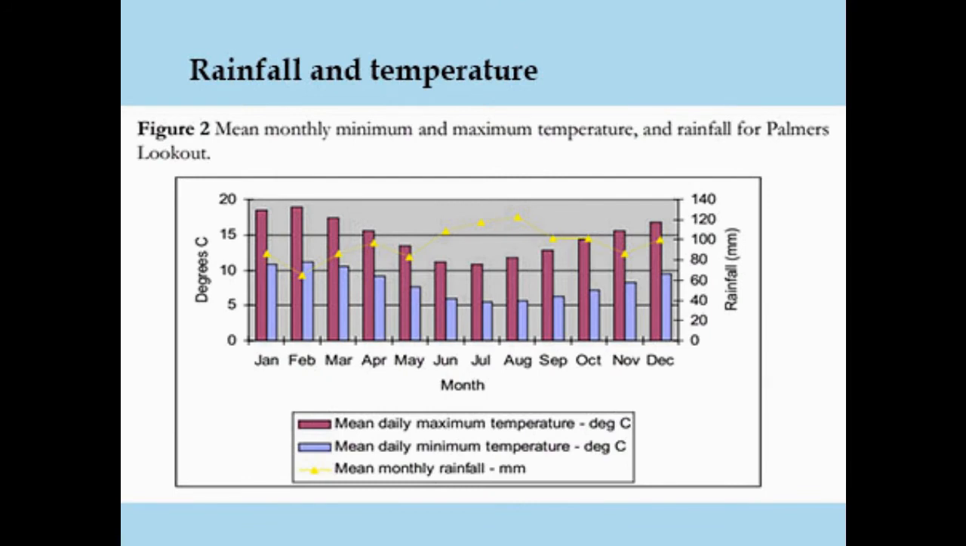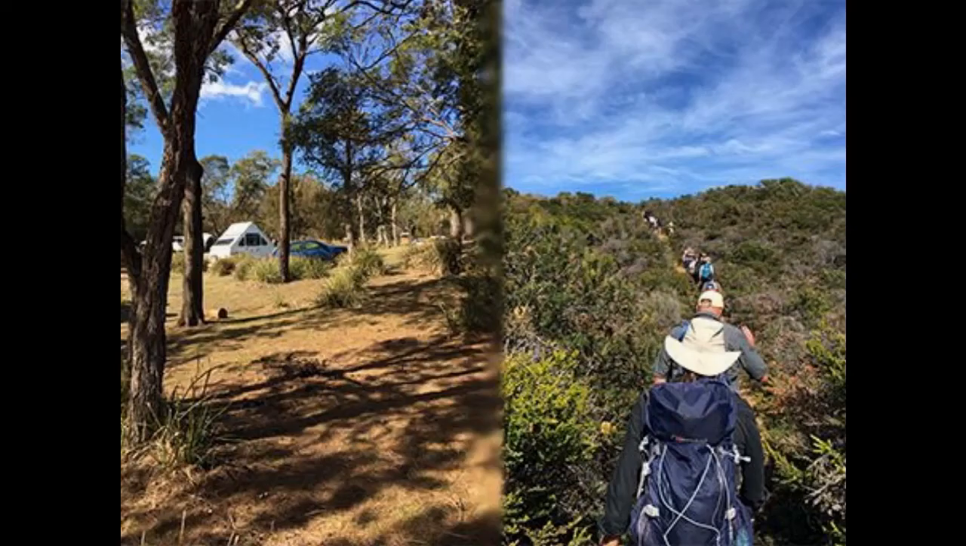The Palmer's Lookout falls in the National Park, and the climate there is relatively humid and cool. The temperature ranges from 6 degrees Celsius to 12 degrees Celsius, and the monthly rainfall ranges from 70 millimeters to 130 millimeters over the year. Most of the rainfall focuses on November to April. Therefore, it is relatively drier from May to October.